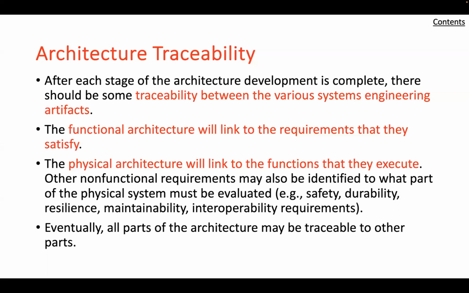Next, let's discuss architecture traceability. After each step of the architecture development is complete, there should be some traceability between the various system engineering artifacts. Functional architecture will link to the requirements that they satisfy. Physical architecture will link to the functions that they execute. Other non-functional requirements may be identified to what part of the physical system must be evaluated, for example, safety, durability, resilience, maintainability, interoperability requirements.